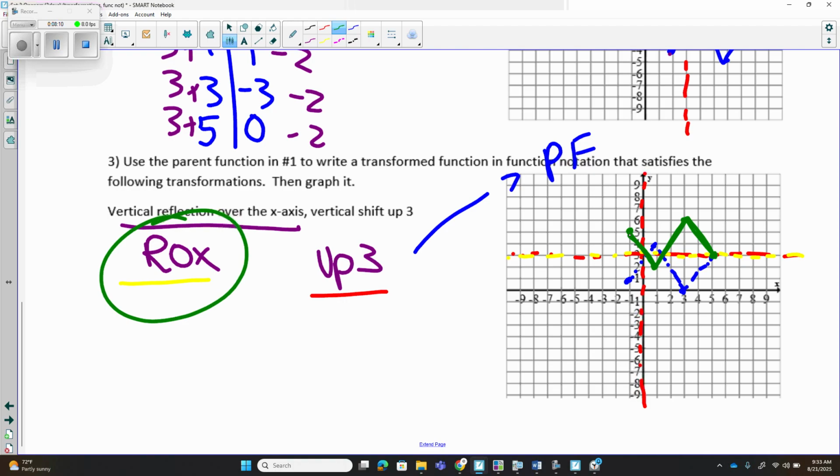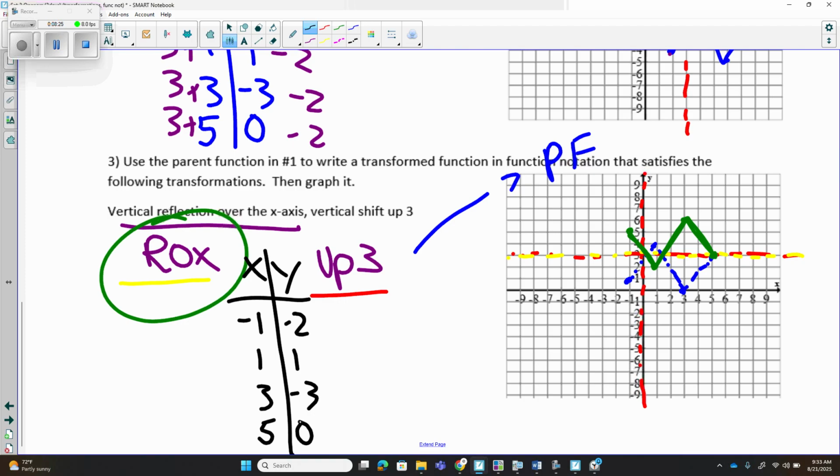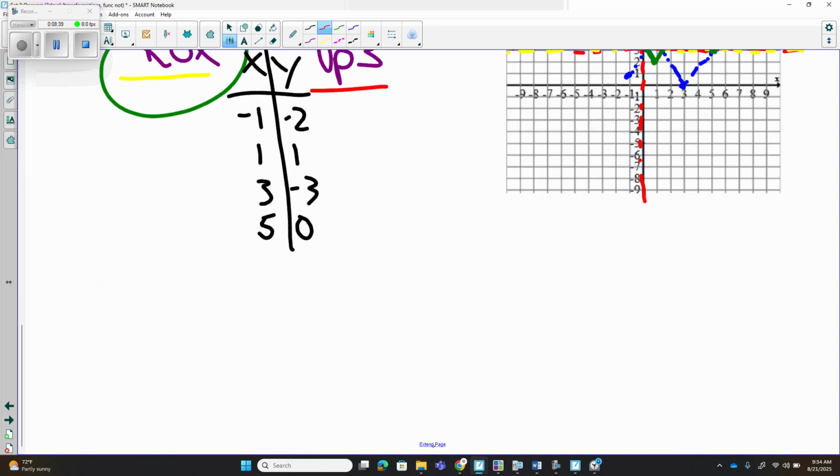Now, to do it on the chart, remember our chart was, again, the points. I think we used negative 1, negative 2, 1, 1, 3, negative 3, and 5, 0. I have to go up 3, and then what values are up 3 dealing with? Yeah, the Y value.